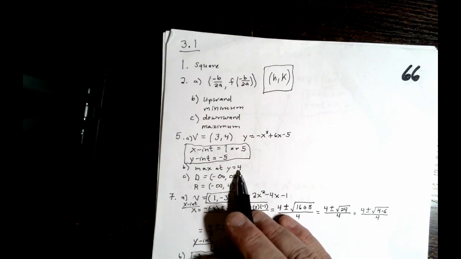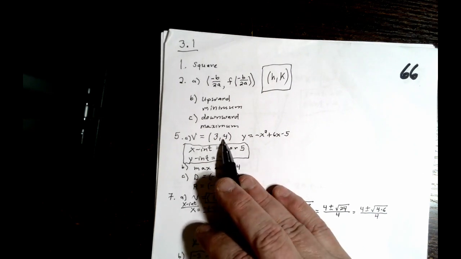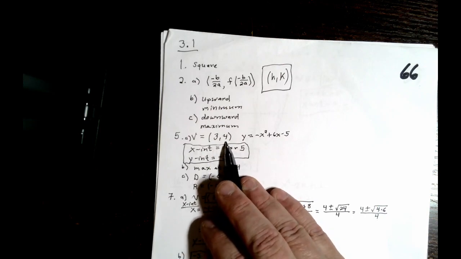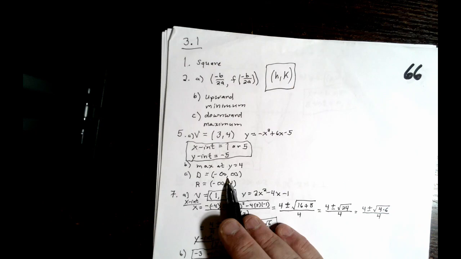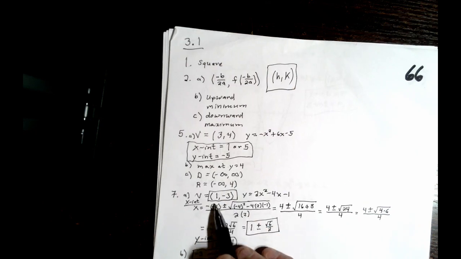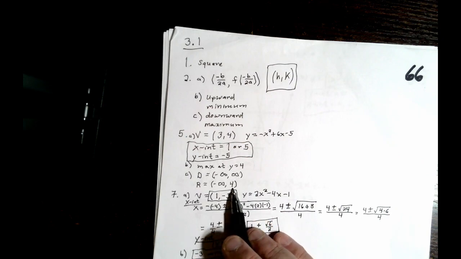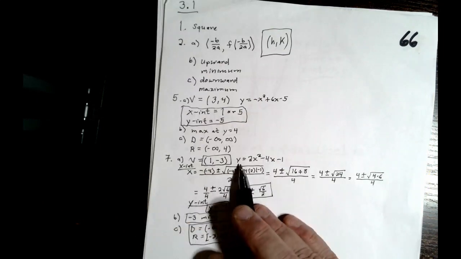It's the y coordinate of your vertex is your maximum. Remember, your vertex is made up of two numbers. One number is whatever x needs to be in order for y to be a maximum. Alright. And C, they ask you to find the domain and range of the function. Well, if you look at it, it's minus infinity to infinity for the domain and minus infinity to 4 for the range. Okay, and the same thing here with this one.